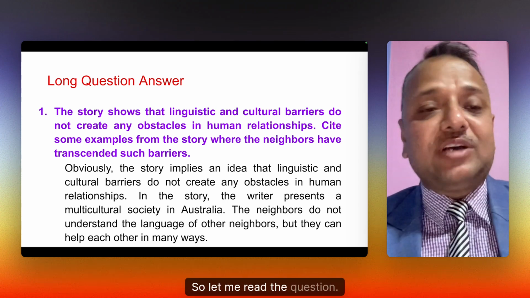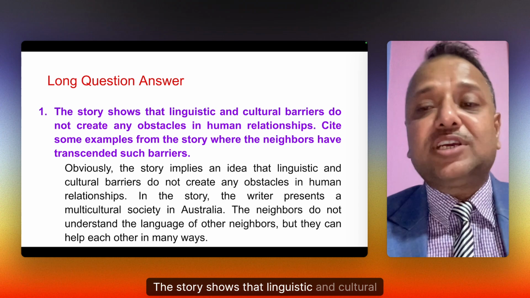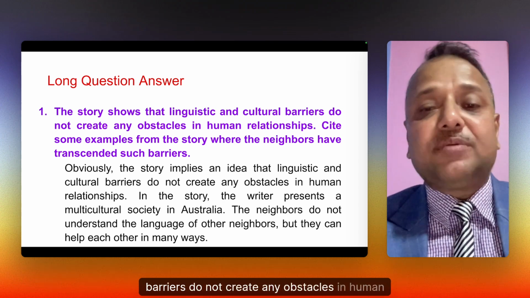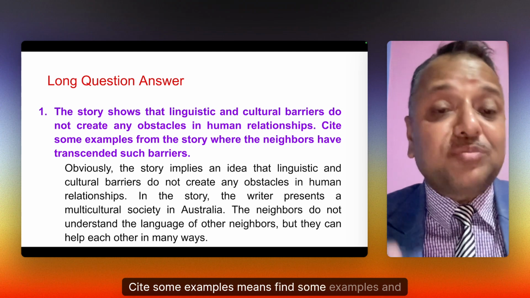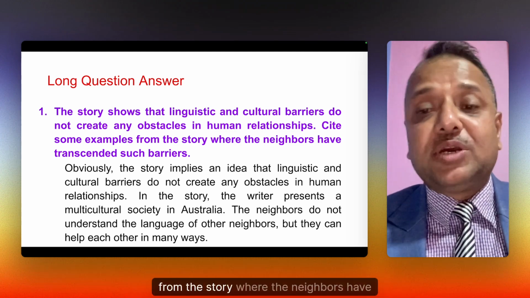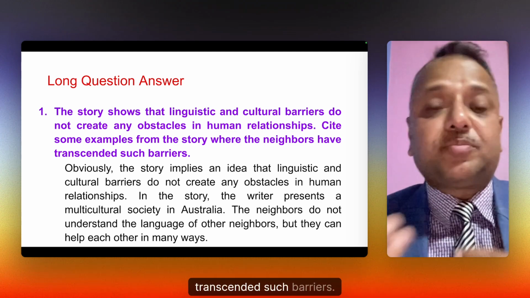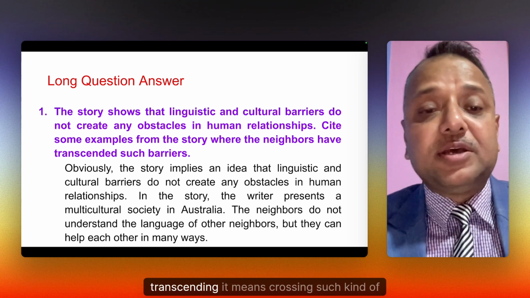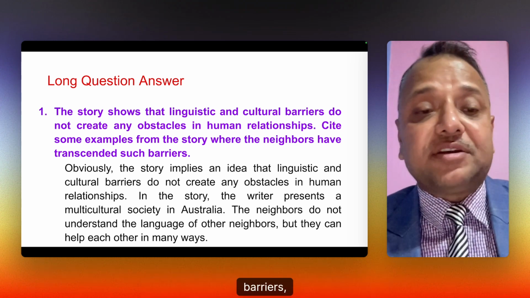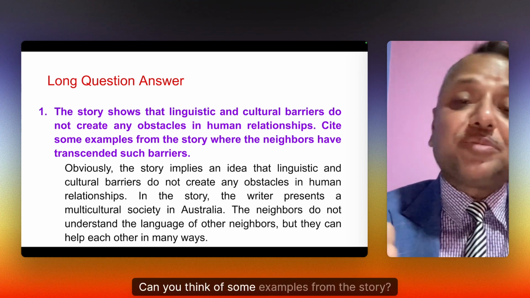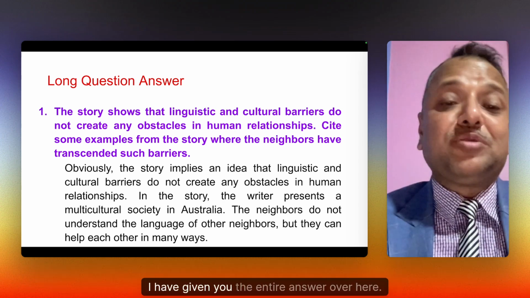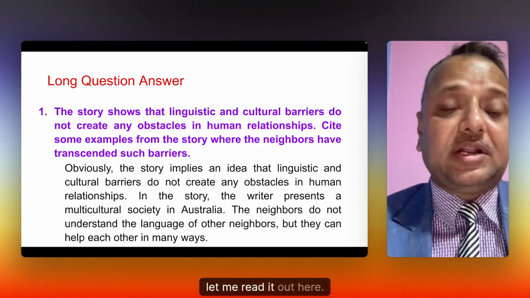So let me read the question. The story shows that linguistic and cultural barriers do not create any obstacles in human relationships. Cite some examples, means find some examples and give them from the story where the neighbors have transcended such barriers. Transcending means crossing such kind of barriers, overcoming such kind of barriers and helping the neighbors. Can you think of some examples from the story? I have given you the entire answer over here. Let me read it out here.